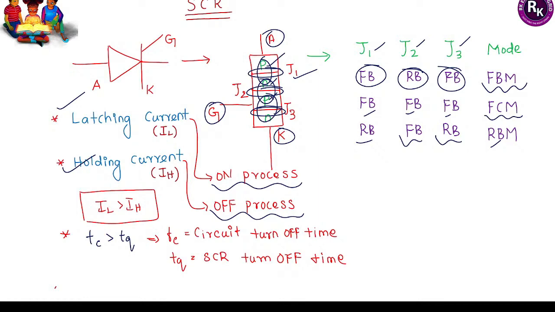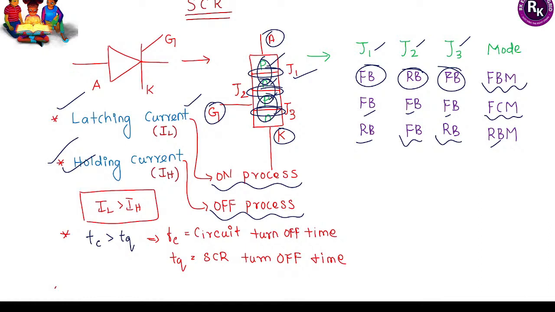Holding current is the minimum amount of current below which your whole system will be turned off. So during the turn off process, we are trying to force the thyristor to go below this holding current value such that your device will get turned off. Whereas the moment you are turning on the device, we are trying to force the thyristor to carry current above the value of latching current such that it will be in on state.